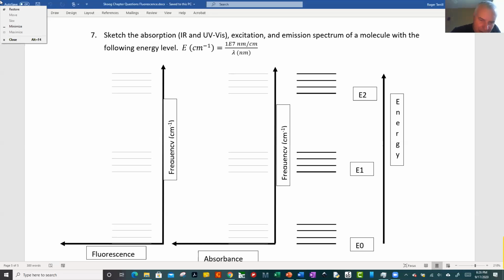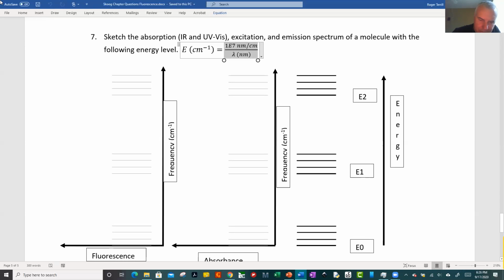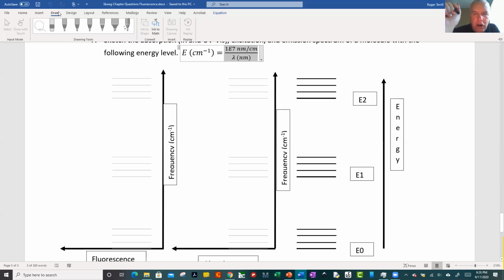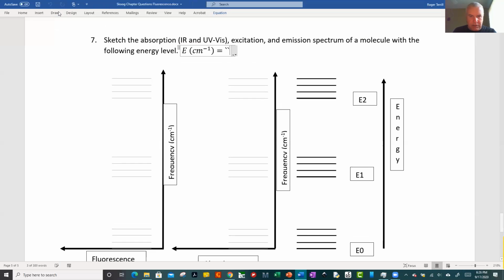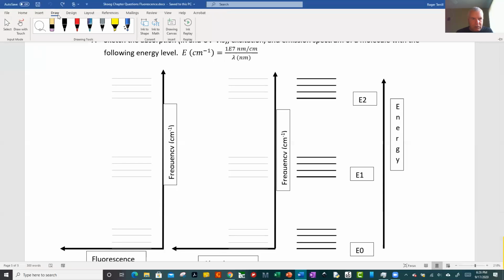So let's just say that we're going to talk about the excitation spectrum. Right? No, you have to let me draw. We're not going to do this. I'm not going to mess with you. Are you going to? Good.